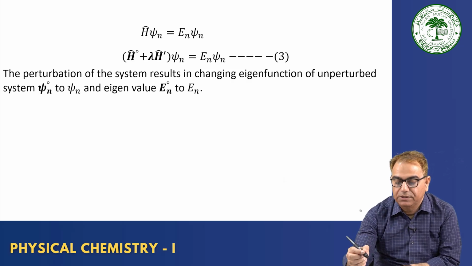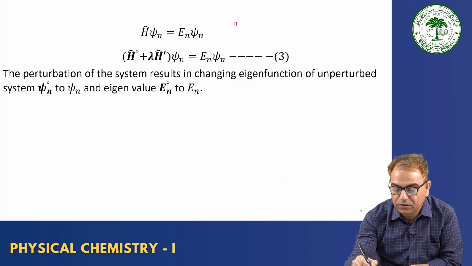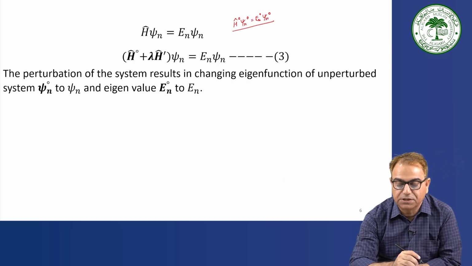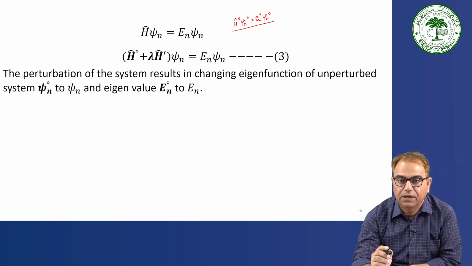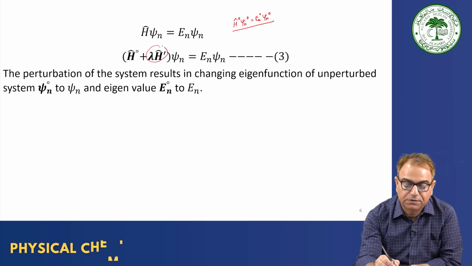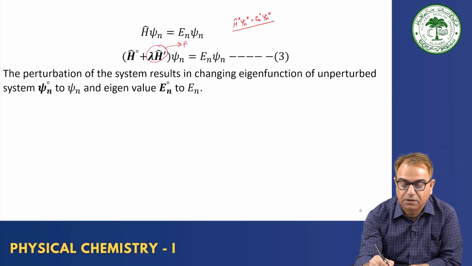Simultaneously you write this equation also, because H naught psi n naught gives E n naught into psi n naught. This is an unperturbed system. And now you see this is for the perturbed system. So psi n naught changes to psi n, E n naught changes to E n. It is all because of this term, which is the perturbation. This is called the perturbation or disturbance.